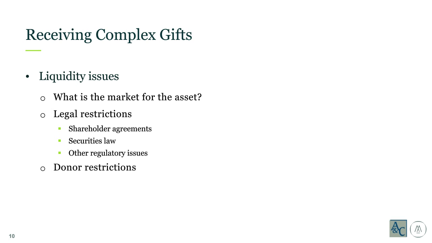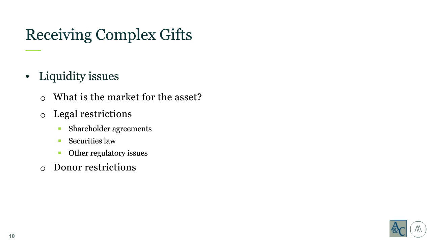Moving on to liquidity issues. So I mentioned this briefly. Charities don't like to be stuck with assets that they can't either sell or monetize in some other way. They need cash to fund their operations, usually. So with any gift that isn't cash or publicly traded stock, we need to know what the market is. How easy is this to sell? Not just what its fair market value is, but how easy is it going to be for us to actually get that value?